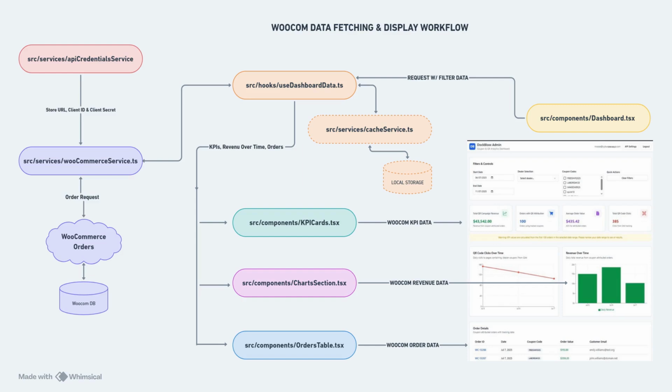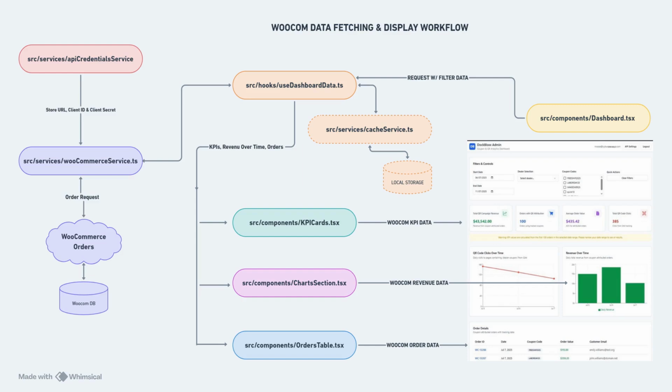Now here's where our hook shows its intelligence. It does two critical things simultaneously. First, it routes this fresh data to cacheService.ts, which stores everything in local storage for fast future loads. Second, it immediately passes the processed data to our UI components.